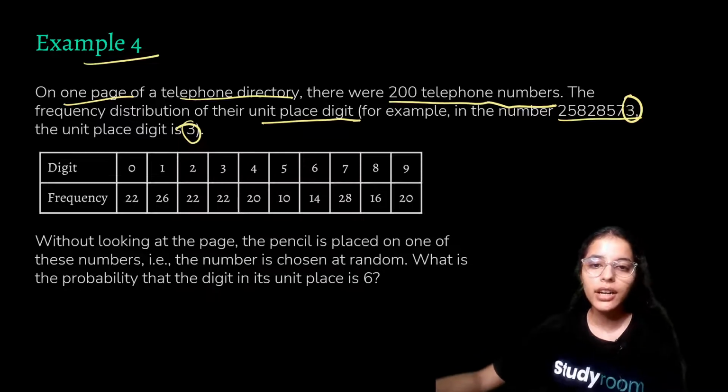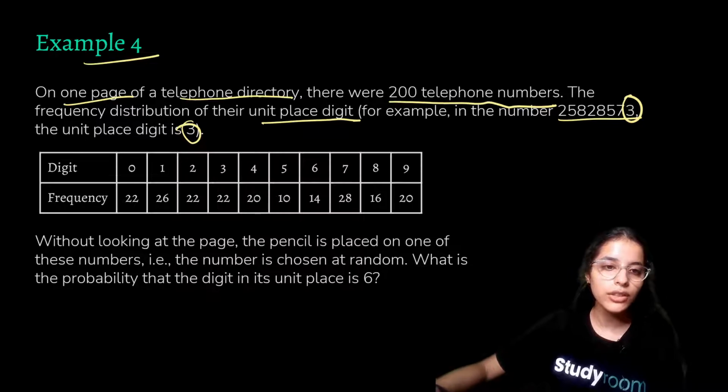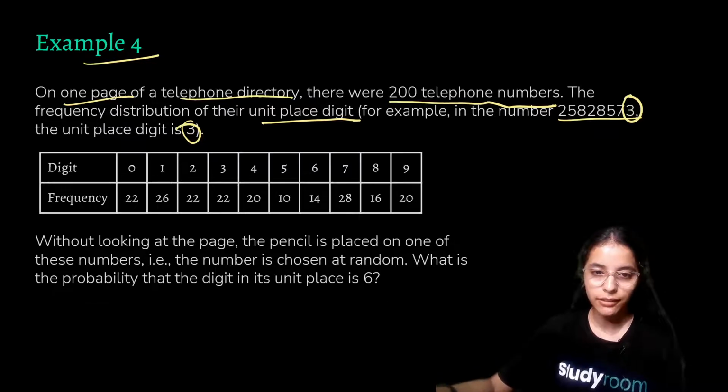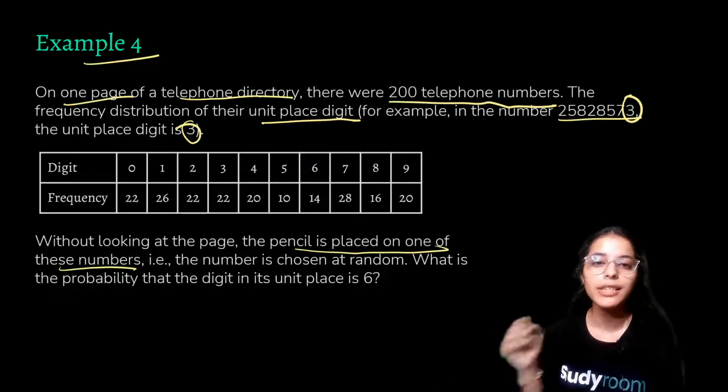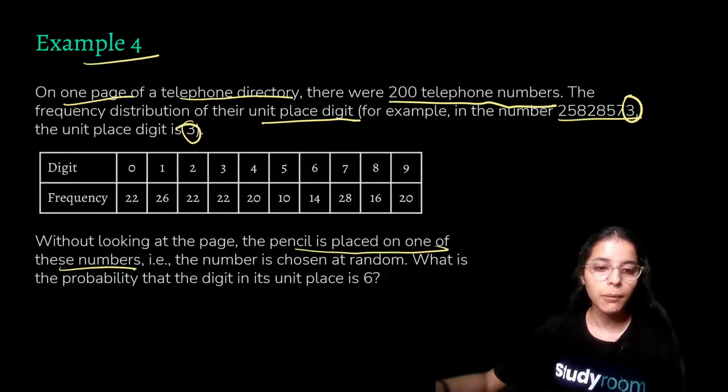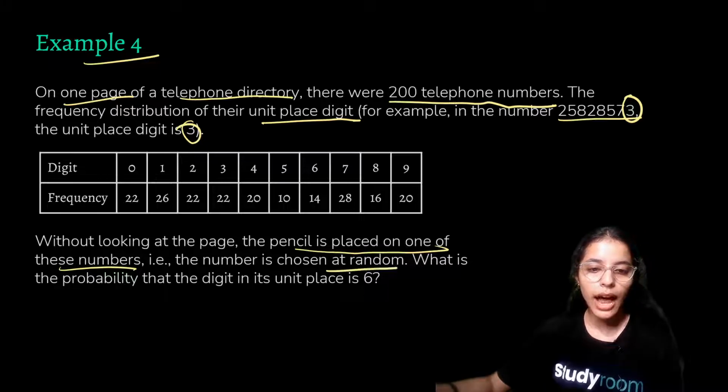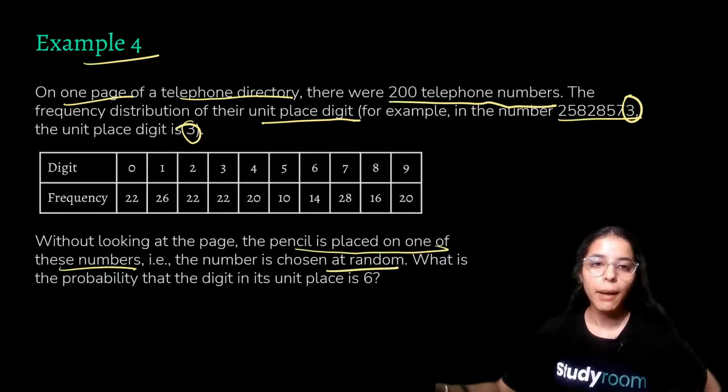So we are given a page of the telephone directory, and there are 200 telephone numbers, and the frequency of the last number is given like this. Now, without looking at the page, the pencil is placed on one of these numbers. That is, the pencil is placed randomly, and the number is chosen at random. Now, what is the probability that the digit in its unit place is 6? That means this digit should come out to be 6.